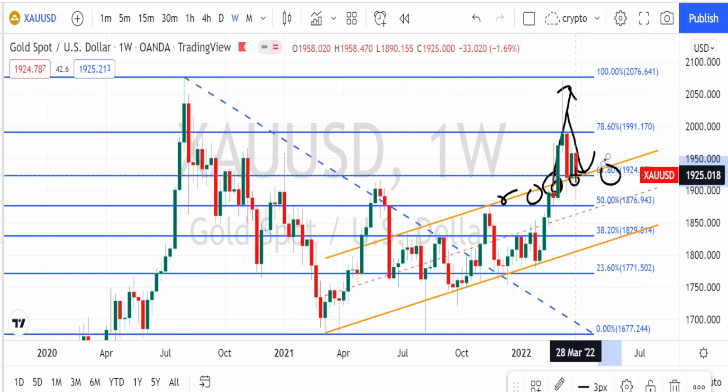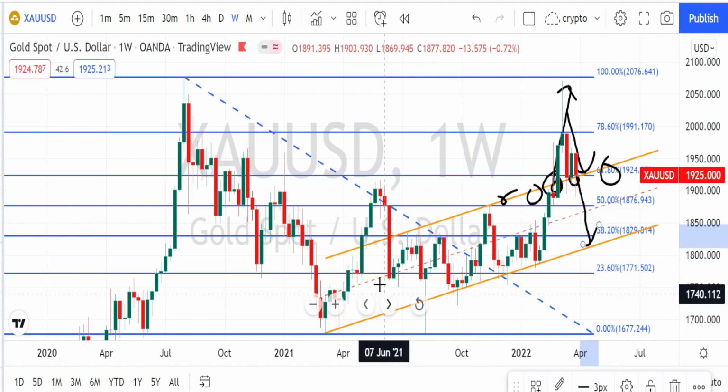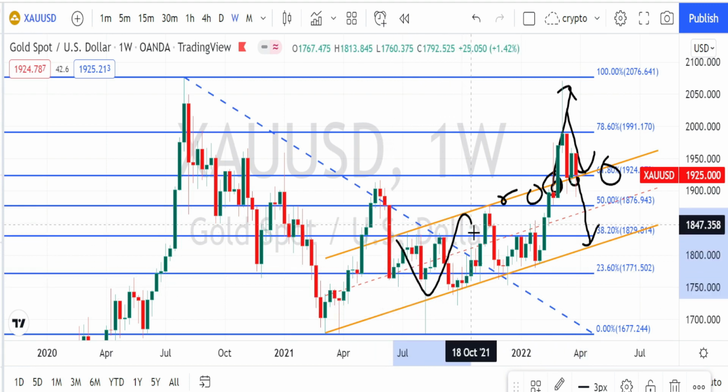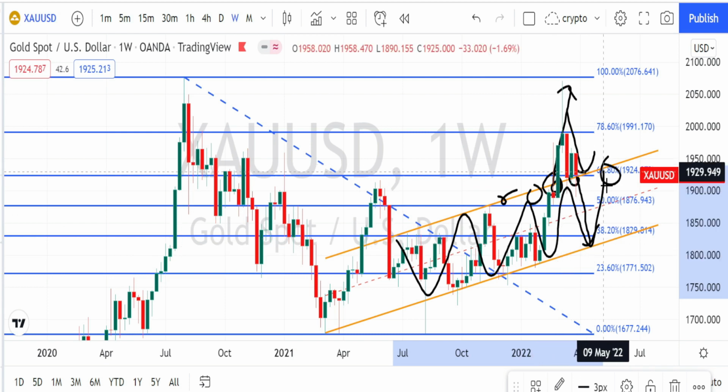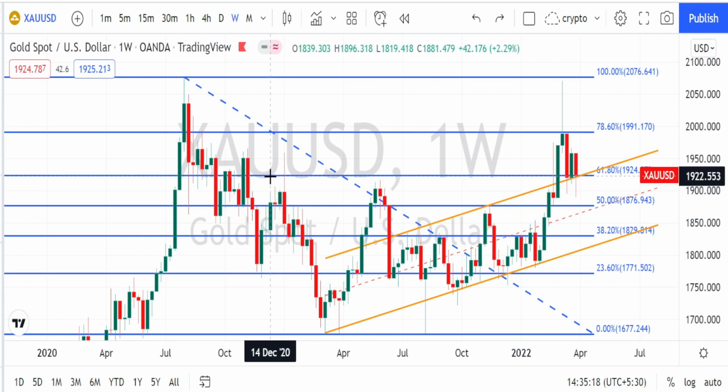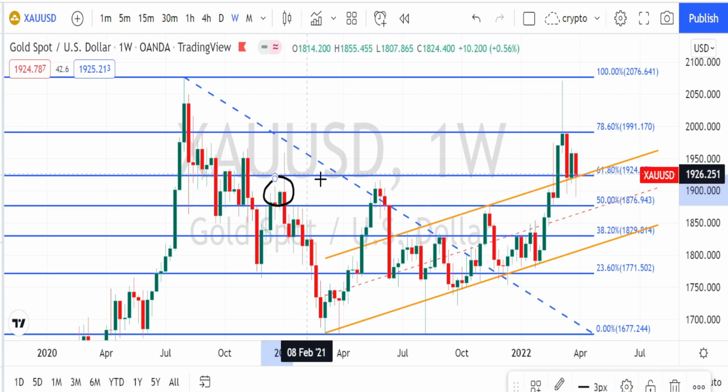Once it breaks this support line, we can expect a steep fall in this currency pair, and we can expect it to take support on the support line of the bullish channel pattern. As long as the currency pair is trading within this bullish channel pattern, we can expect the bullish trend to continue in this currency pair in the weekly time frame. So looking at the past price action, we know that this level is acting as a very strong support zone.